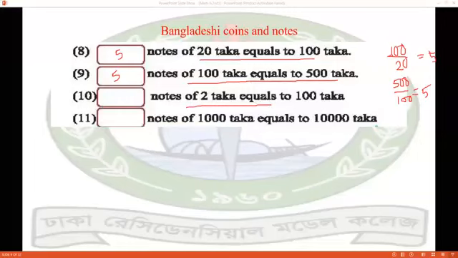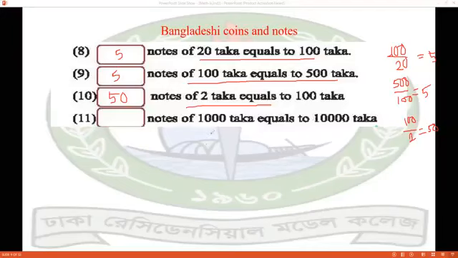How many notes of 2 taka equal to 100 taka? So 100 divided by 2, we get 50. So 50 notes of 2 taka equal to 100 taka.